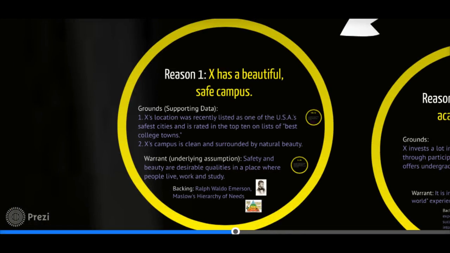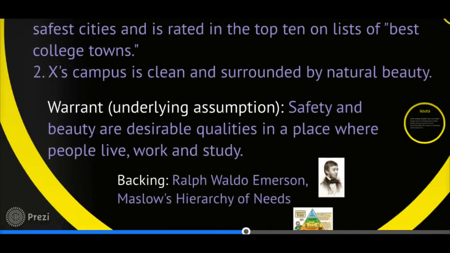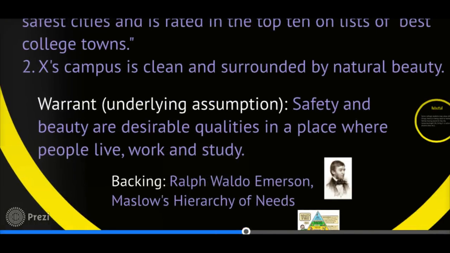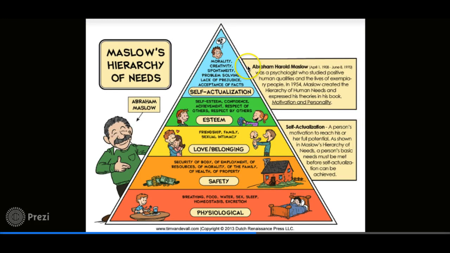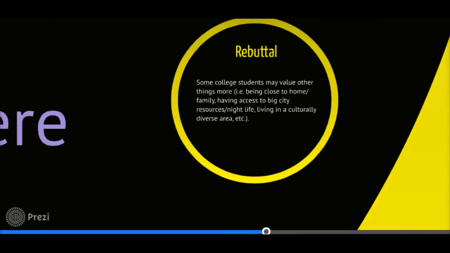My warrant for this reason, that X has a beautiful, safe campus, is the assumption that safety and beauty are desirable qualities in a place where people live, work, and study, like a college campus. And the backing for that I would use would probably be somebody like Ralph Waldo Emerson, who's talked a lot about the importance of natural beauty, or maybe even Maslow's hierarchy of needs, where he says, if we're going to do all the important stuff in our lives, like be moral and do problem solving and accept others, then we have to have basic foundational needs, and one of those is safety. And using that, I could then convince my audience that it's important.